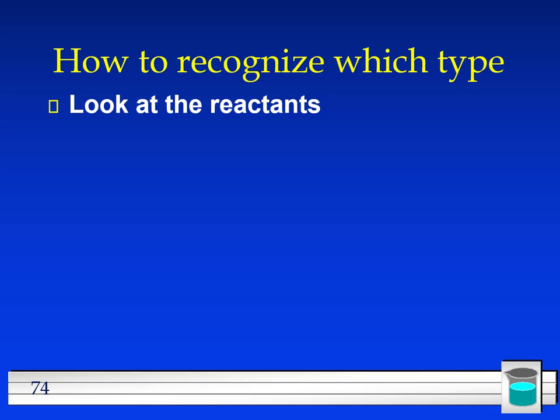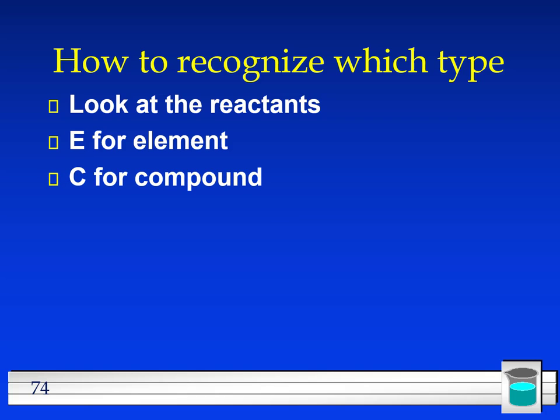And rather than writing out a whole bunch of stuff, I'm going to come up with a complicated shorthand system. Here's my complicated shorthand system. I'm going to let E stand for element and C stand for compound. Notice that complicated substitution there? Because if your reactants are 2 elements, it's a combination reaction.